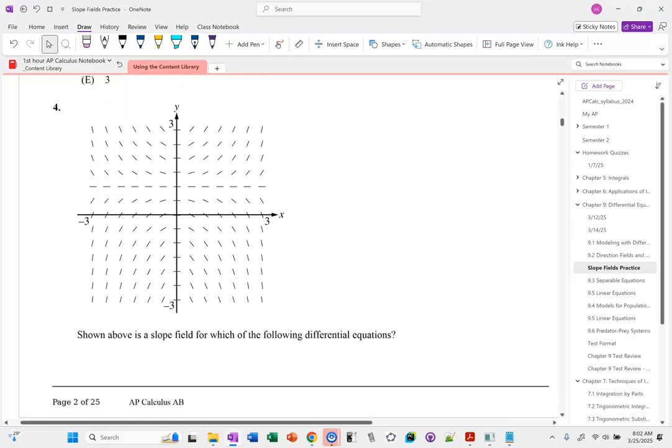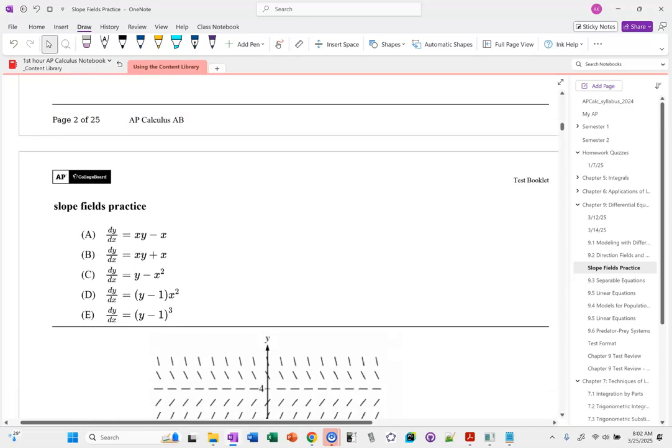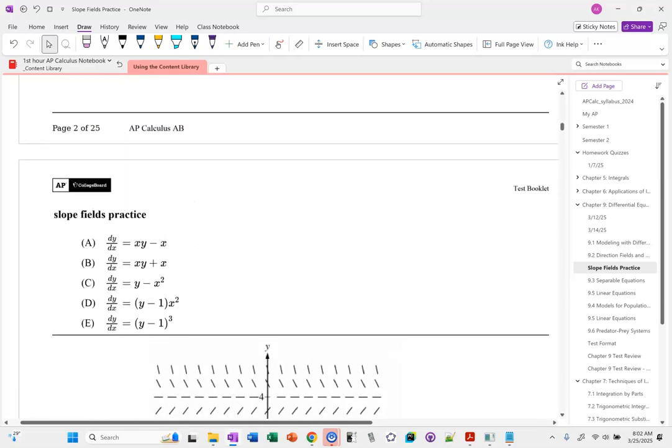All right. Shown above is the slope field for which of the following differential equations? This is probably what the multiple choice on the homework quiz resembled, right? And this is probably the more difficult version. This is what the matching is going to be. You'll get the differential equation and you have to match it to the slope field.